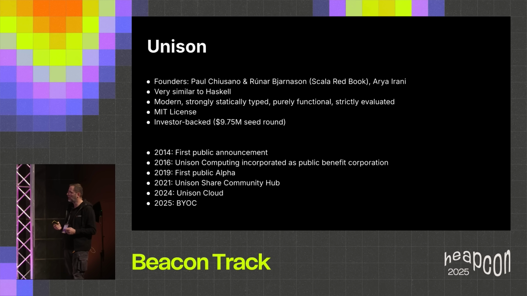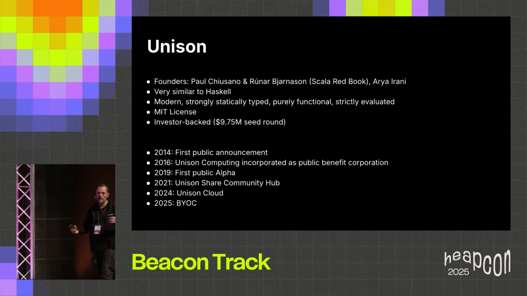Research on the Unison programming language started in 2013, and the first public announcement was in 2014 at the Strange Loop conference. 2 years after that, Unison Computing was incorporated, and the first public alpha was released in 2019. In 2021, the Unison Share community hub was released. Remember, they're building everything from scratch, the whole universe, so this would be the equivalent of the GitHub code sharing hub. In 2024, they launched Unison Cloud, which is the cloud as it was supposed to be.